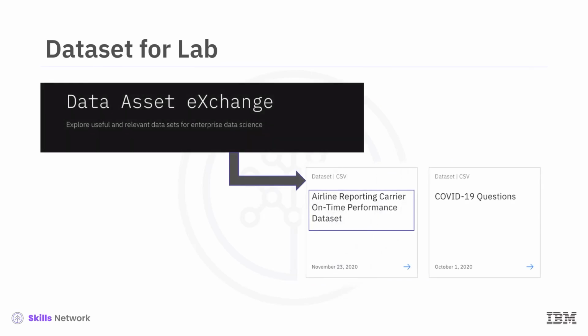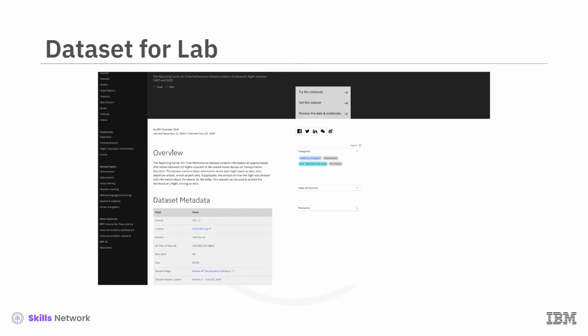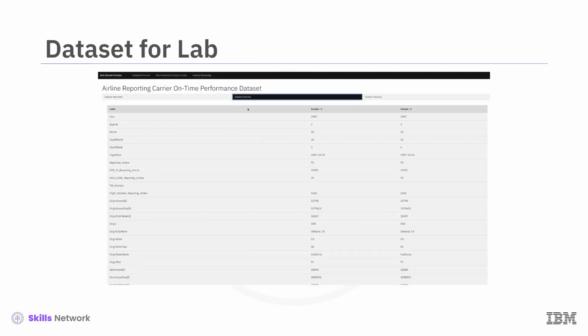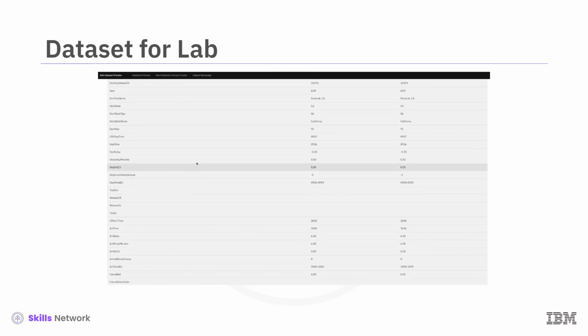It's time to play with the Plotly library. We'll use the airline reporting data set from the Data Asset Exchange to demonstrate how to use Plotly graph objects and Express to create charts. Here's a quick overview of the airline reporting data set. The reporting carrier on-time performance data set contains information on approximately 200 million domestic U.S. flights reported to the United States Bureau of Transportation Statistics. The dataset contains basic information about each flight, such as date, time, departure airport, and arrival airport, and, if applicable, the length of time the flight was delayed and information about the reason for the delay.